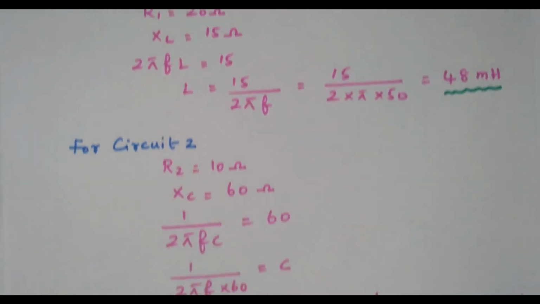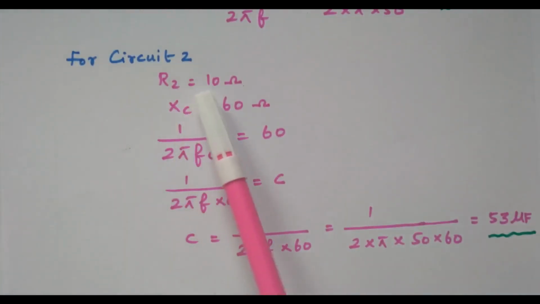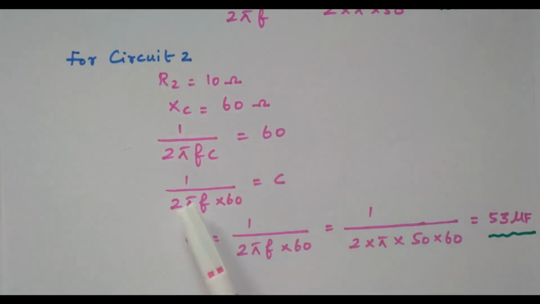Then we will go to the second circuit. R2 equal to 10 ohm, XC equal to 60 ohm. XC means 1 divided by 2 pi FC, that is equal to 60. So, what we need is C. So, bring the C here and 60 in the denominator. So, C equal to 1 divided by 2 pi F into 60, that is 2 into pi into 50 into 60, that is 53 microfarad. Micro means 10 to the power minus 6. So, we calculated capacitance and inductance; the resistance we already identified from the equation, R1 and R2.